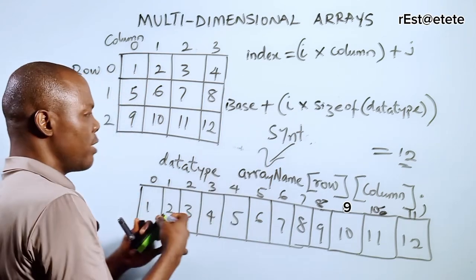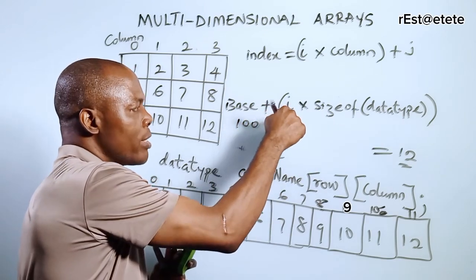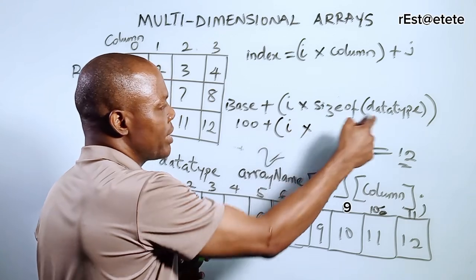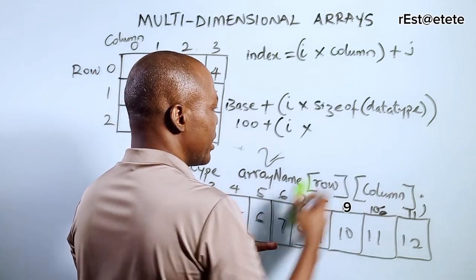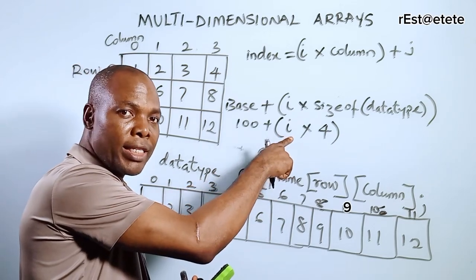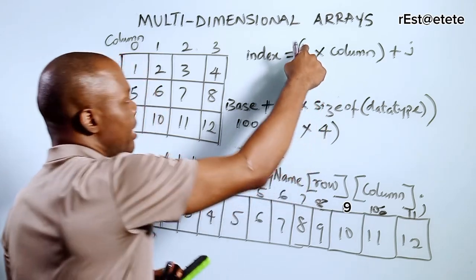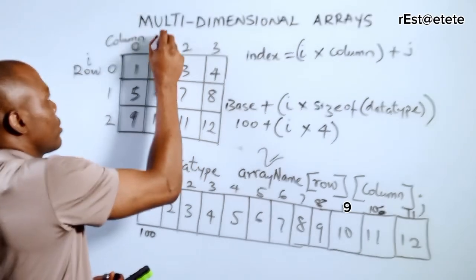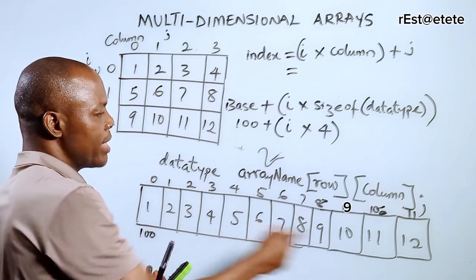So if the base address is 100, then how do we calculate this index? We need this multiplied by the size of data type. It is an integer. When we declared it, it is an integer. So integer is what? 4. But we need this I. To obtain this I, that is where we need this formula. So this I that you have here is for the row. Why this J is for what? The column. So to obtain this I, I want to get the address of 12.